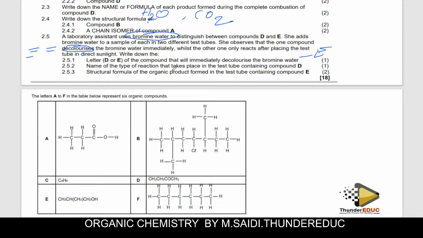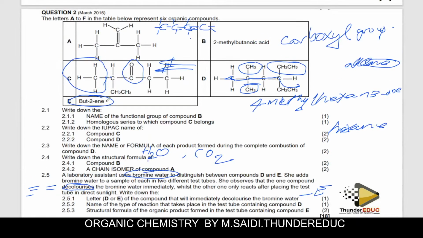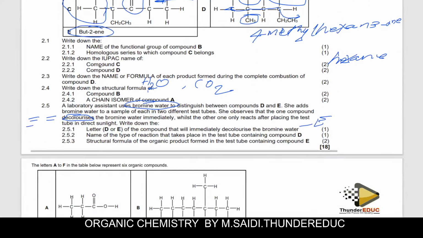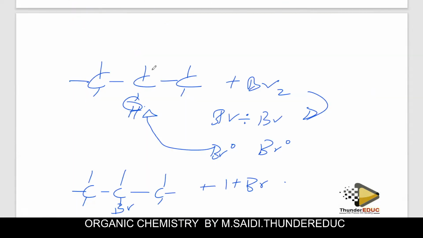Next, the structure formula of the organic product formed in the test tube containing E. Where is E? E is but-2-ene. But means 4 carbons, so it is going to have a double bond there, at carbon 2.